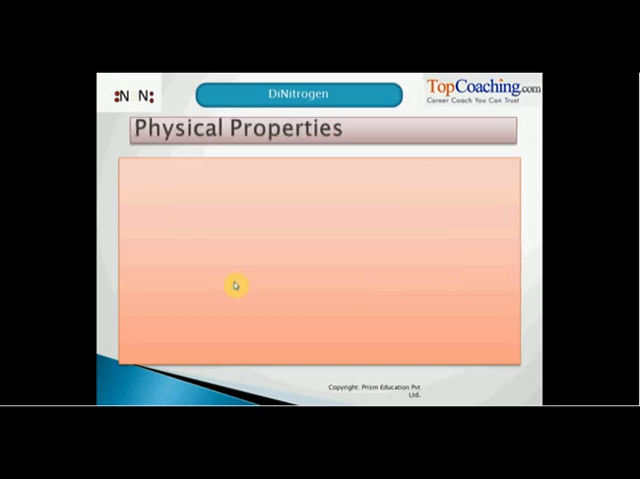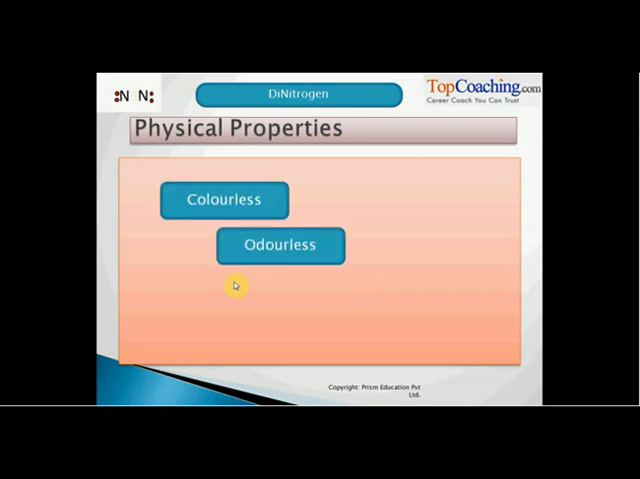Let us now see a couple of physical properties of dinitrogen. Dinitrogen is a colorless, odorless, tasteless and a non-toxic gas.